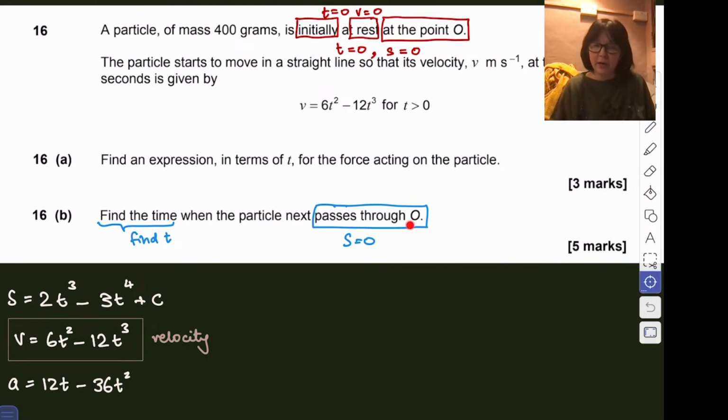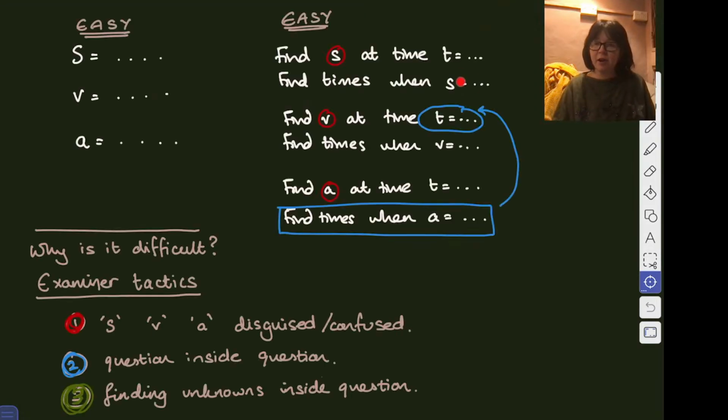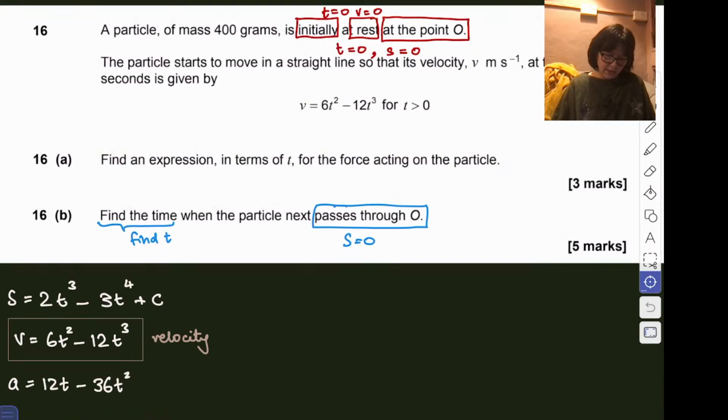So here's an example of a question in a question. Find T when, oh no, this one's just a question. Find T when S is 0. So it's literally just S is 0, find the times. The reason that that's more difficult is that we don't know what S is in the question. We're given V, not S. So in order to get from V to S, we have to integrate. Integrating picks up a plus C. In order to then put that S equal to 0 and solve, we need to know what that plus C is. So somewhere there must be the information that we can use to get the plus C.